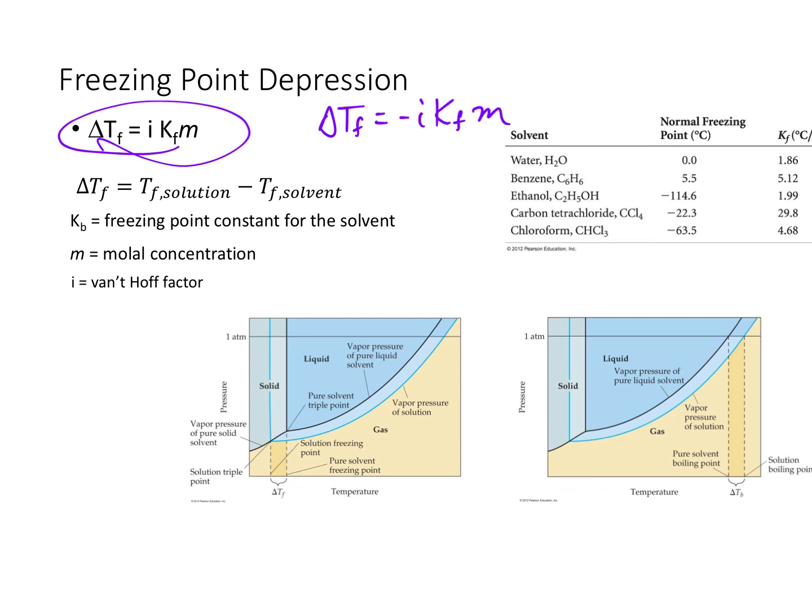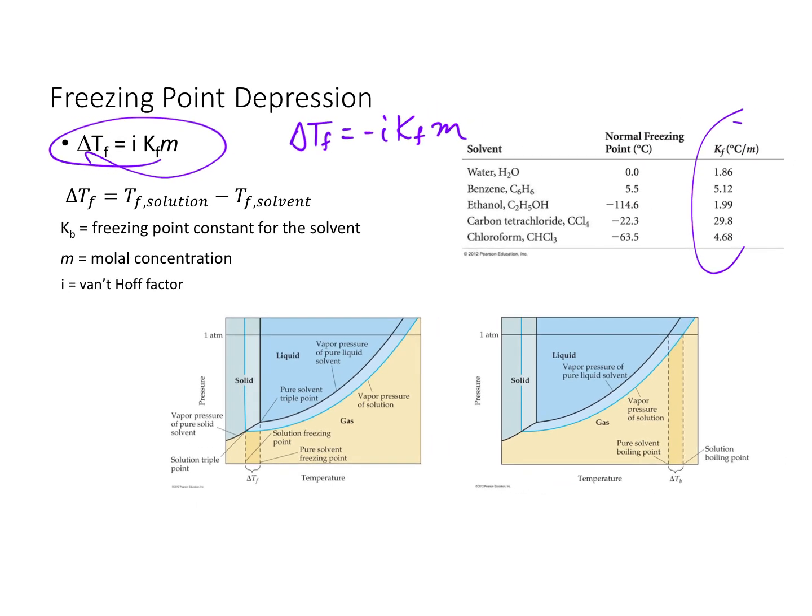Again, the change in freezing point, ΔT_f, is going to be the difference between the freezing point of the solvent and that of the solution. K_f is a freezing point constant for the solvent. Again, tabulated values. For water, it's 1.86 degrees Celsius per molal. And then, of course, the molal concentration. And we have another Van't Hoff factor here.